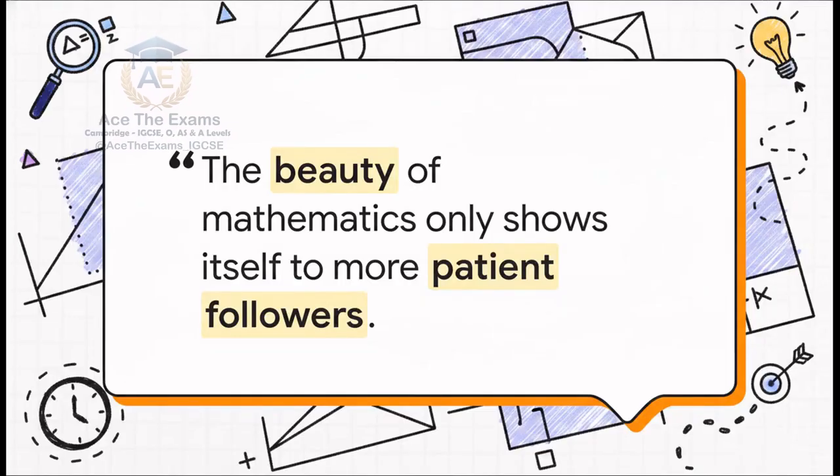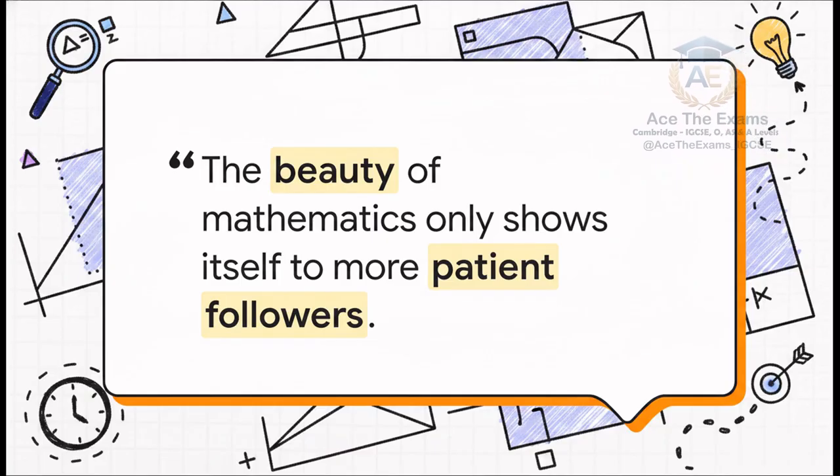But before we jump right into the variables and the algebra, I want to anchor our mindset with this really profound thought from the brilliant mathematician Maryam Mirzakhani. She noted that the beauty of mathematics only shows itself to more patient followers. And honestly, this is absolutely crucial for what we're doing today. Finding the value of an unknown variable requires following a structured process. It's not about just throwing numbers at the wall and guessing. It's about being patient, following the rules, and letting those logical steps reveal the final answer to you.